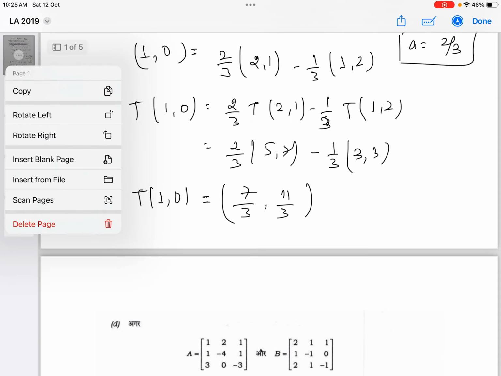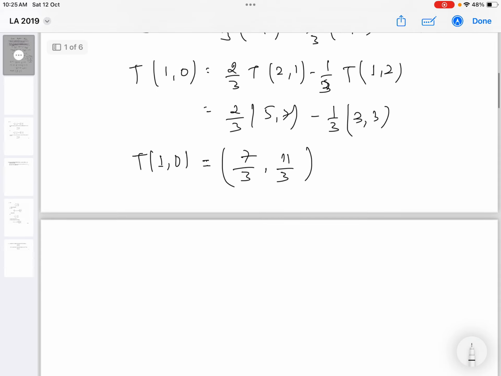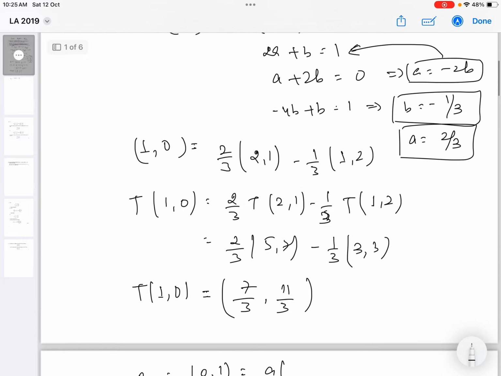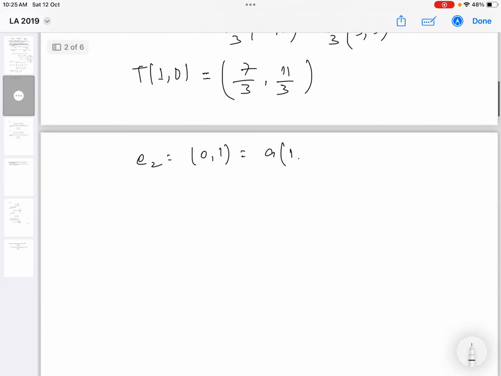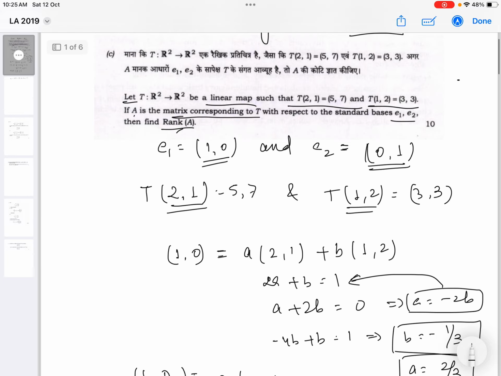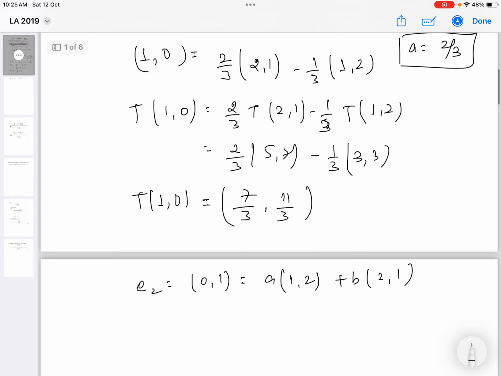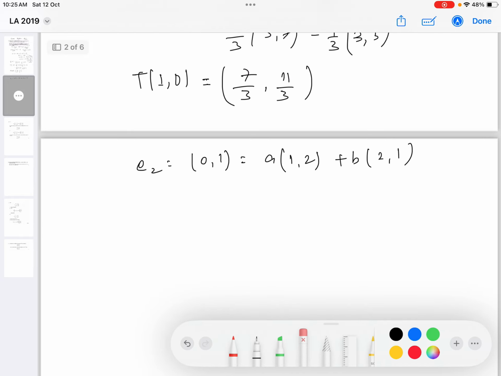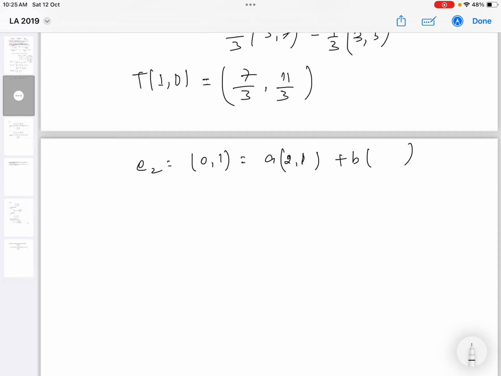Again we have to find the transformation with respect to E2. So again we will write E2, 0 comma 1, as a linear combination of the existing basis, 1 comma 2 and 2 comma 1. Sorry, b1 is 2 comma 1 and the other is 1 comma 2. We have to follow the procedure step by step.